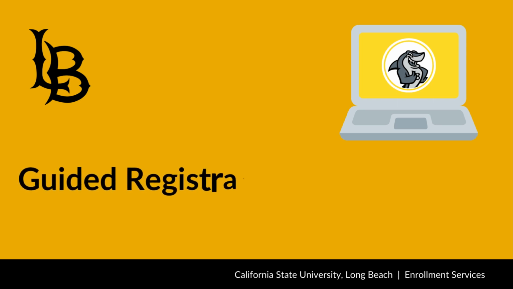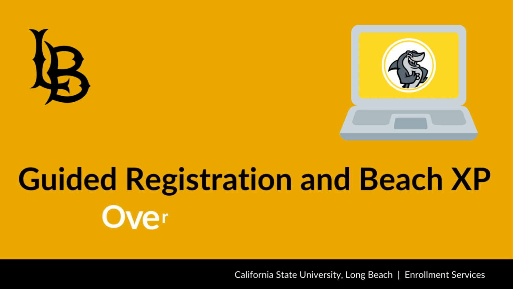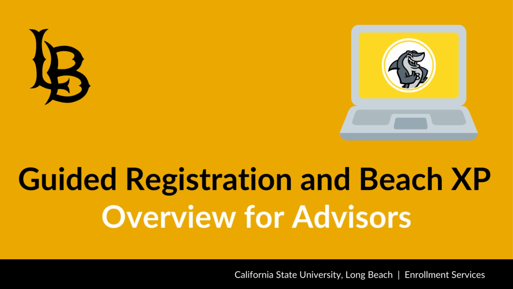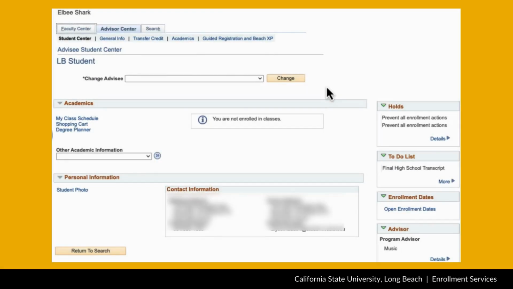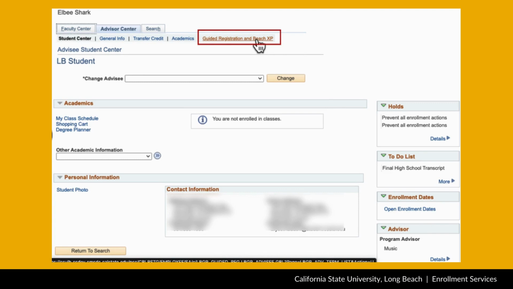Welcome to the Guided Registration and Beach XP Quick Overview. This advising tool lives under the Guided Registration and Beach XP tab within Advisor Center. To view guided registration information on a student or submit an override, navigate to the Guided Registration and Beach XP tab. Only students who have an EO 1110 or Beach XP requirement can be viewed here.